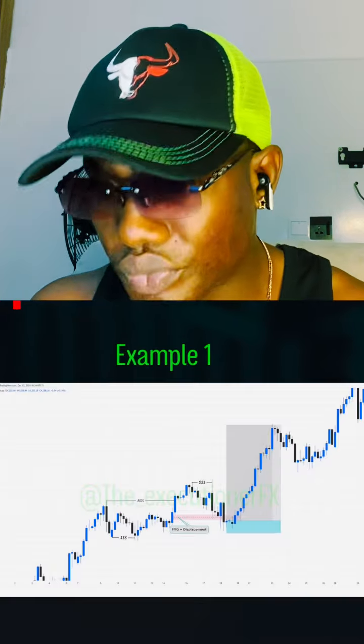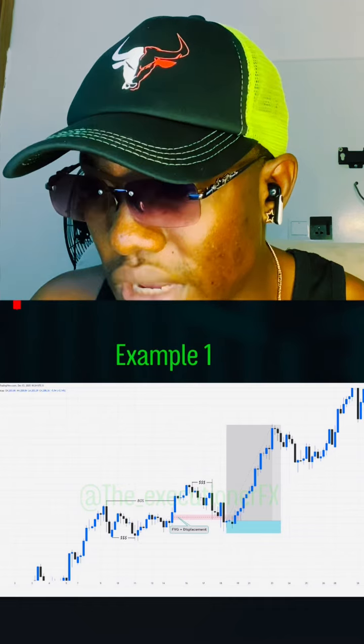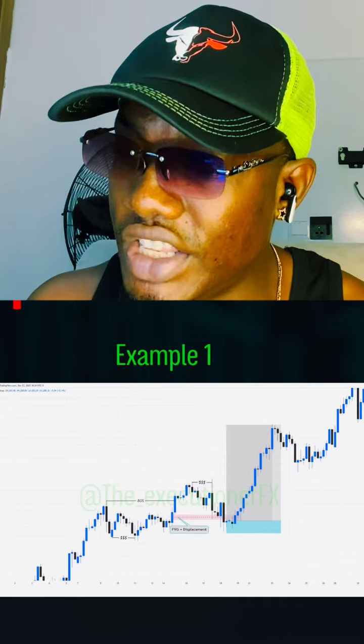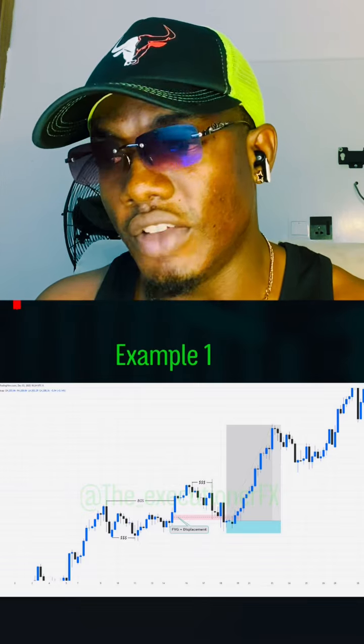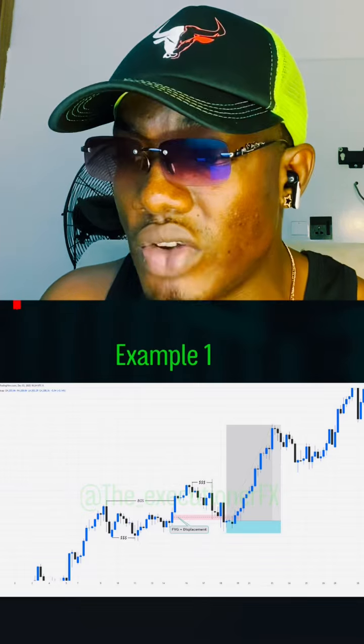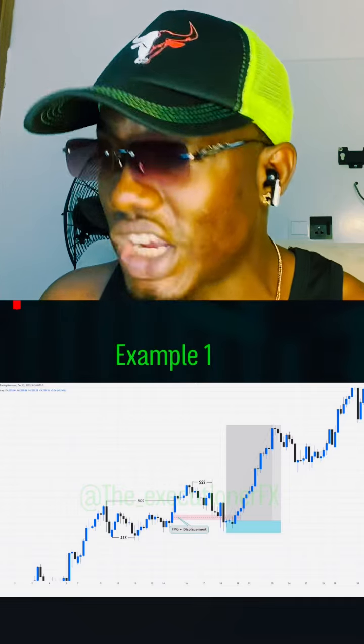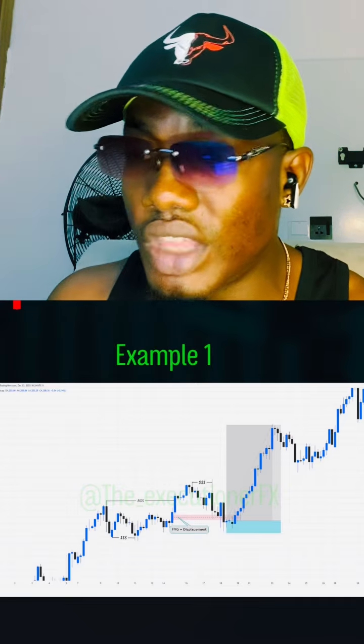Okay, now after this inducement, we have the displacement, and then the displacement gave us a break of structure, which confirms the fourth point. And then you have a fair value gap, which is the third point. We have a rejection block. All right, everything is already complete.